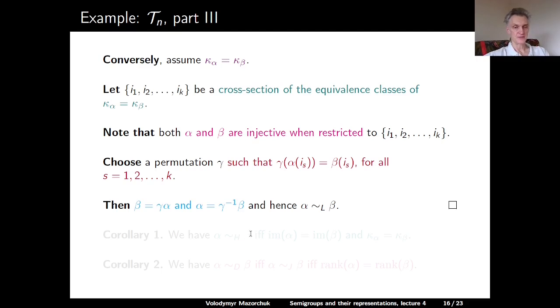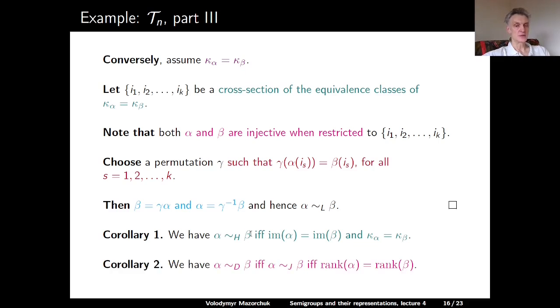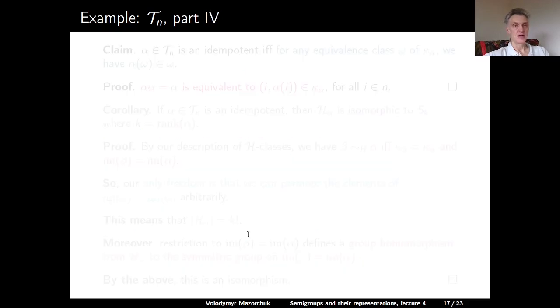As a corollary, two elements alpha and beta in T_n are H equivalent if and only if they have the same image and the same kernel. And also two elements alpha and beta in T_n are D equivalent if and only if they are J equivalent, if and only if they have the same rank. So now we can describe idempotence in T_n.